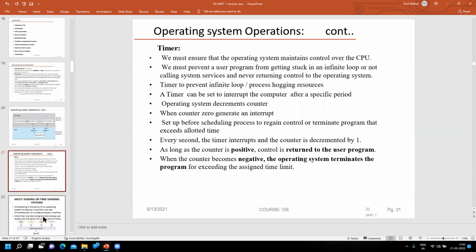Another important feature in the operating system is the timer mechanism, which is used to prevent the infinite loop condition. A timer can be set to interrupt the computer after a specific period of time. The operating system is capable of decrementing the counter. Every second, the timer interrupts and decrements the counter value by 1. As long as the counter is positive, the control is returned to the user. When it becomes negative, the operating system terminates the program for exceeding the limit.